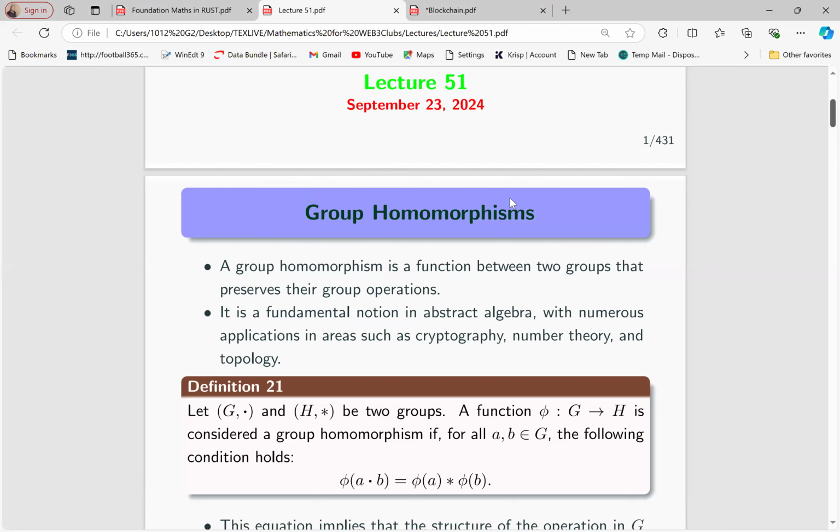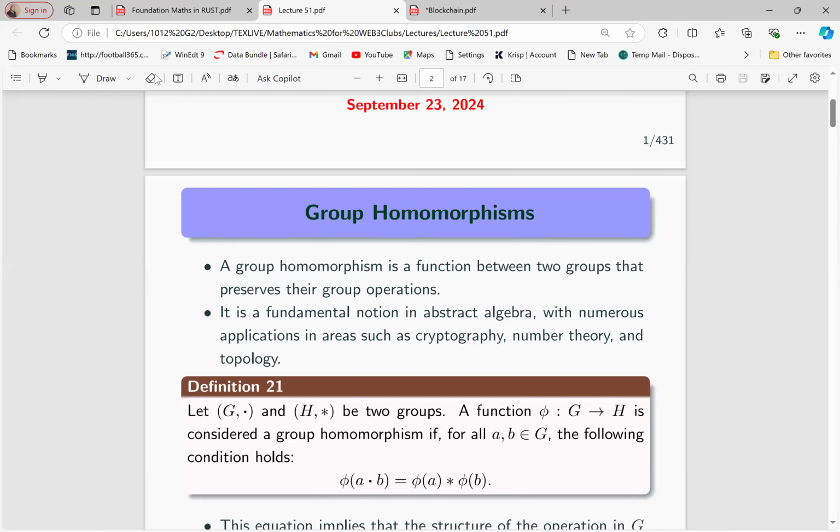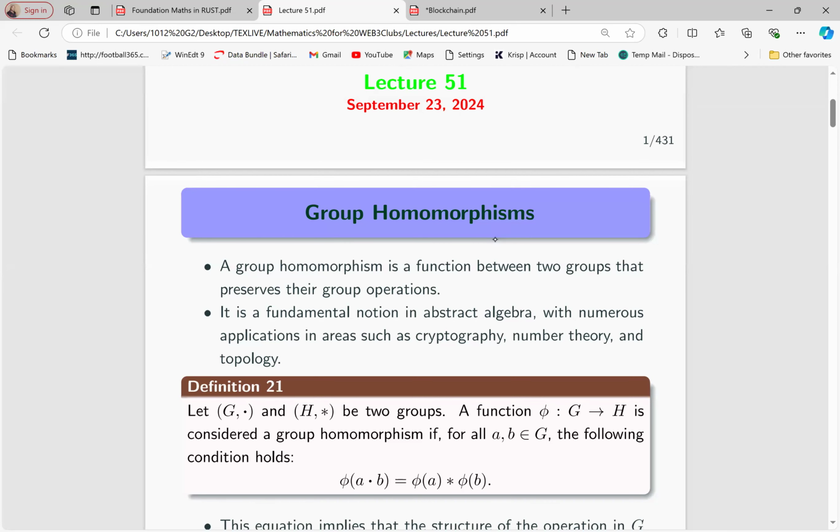So what is a group homomorphism? I've defined that as a function between two groups that preserves their group operations. We know what group operations are. The group operations could be either addition or multiplication, not all of them at once, one at a time. So we are saying that a group homomorphism is just a function between two groups. Where you have two groups, we might combine these two groups by either addition or by multiplication. That is why we say operations.